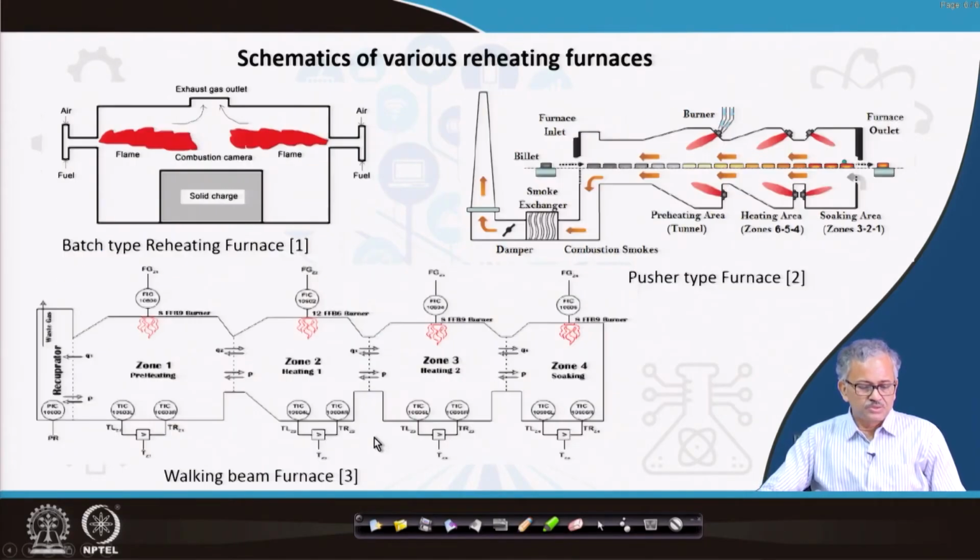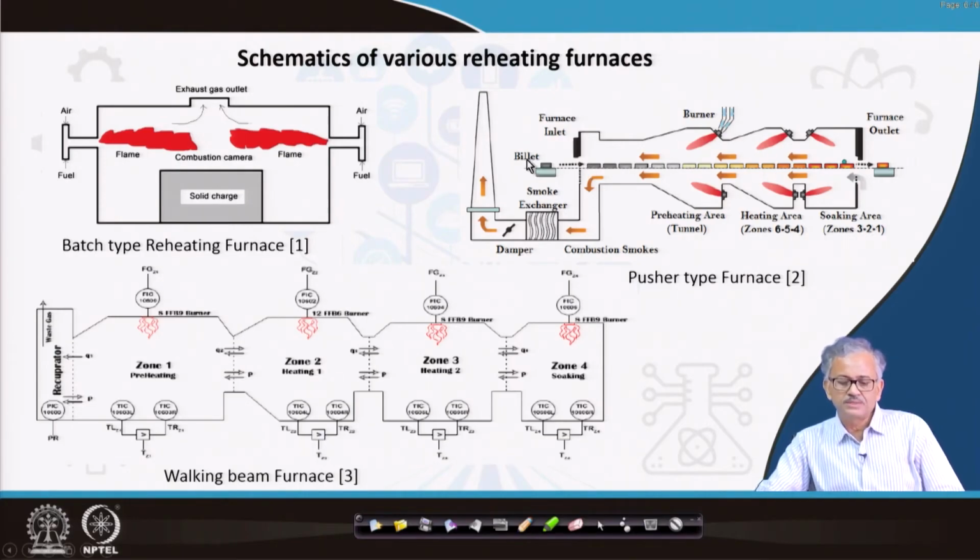All these types I am taking from different papers. This is the batch type reheating furnace. You can see the solid charge and the fuel burners, so it gets heated up, is kept for some time and then taken out, and then it goes directly for forging or rolling purposes.